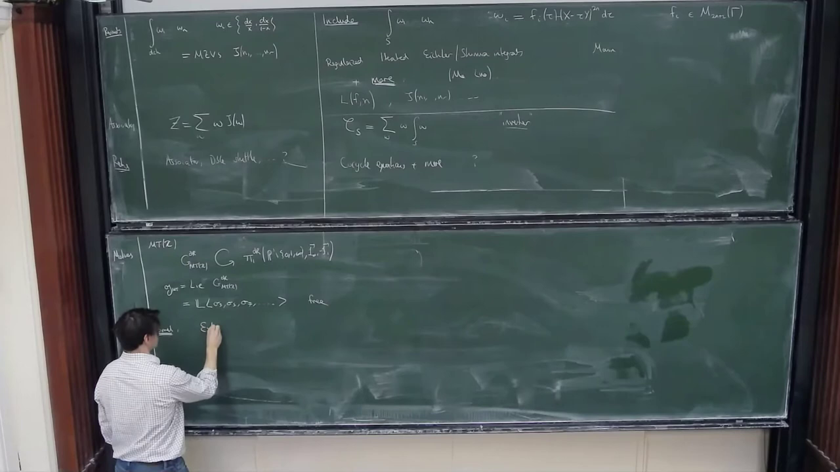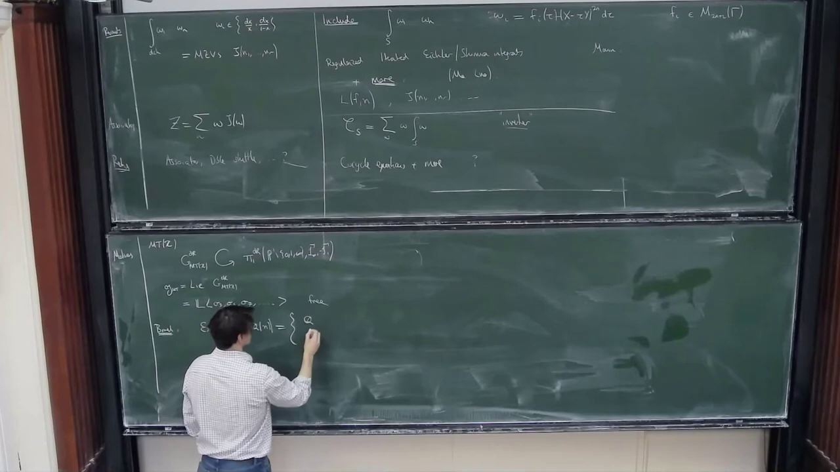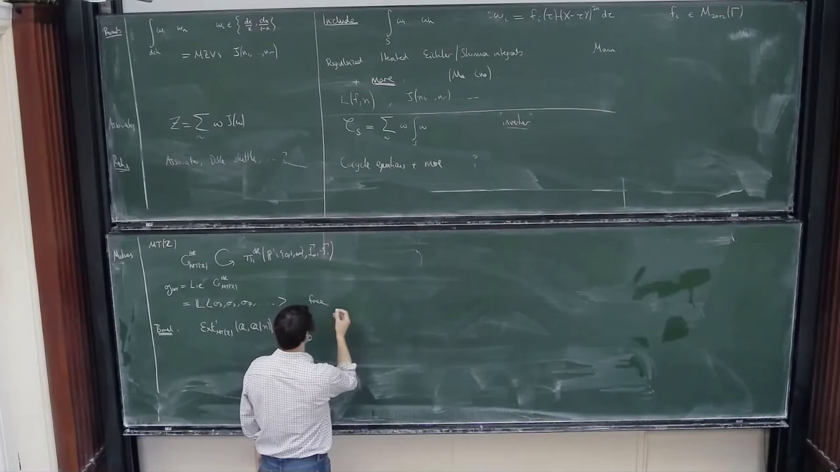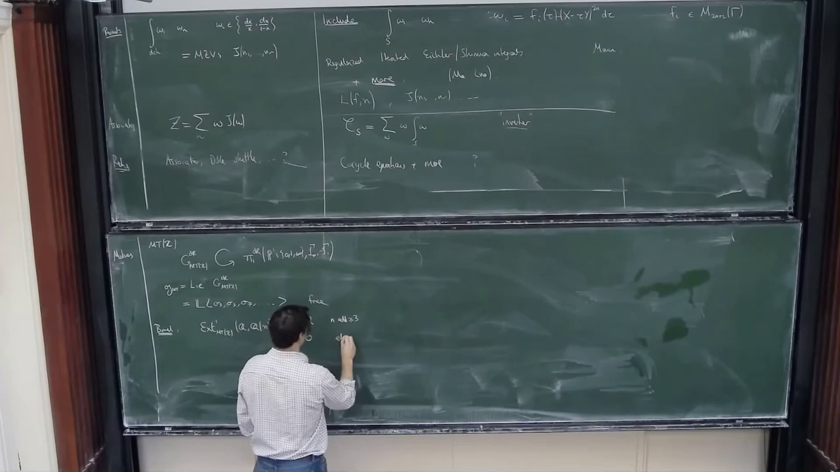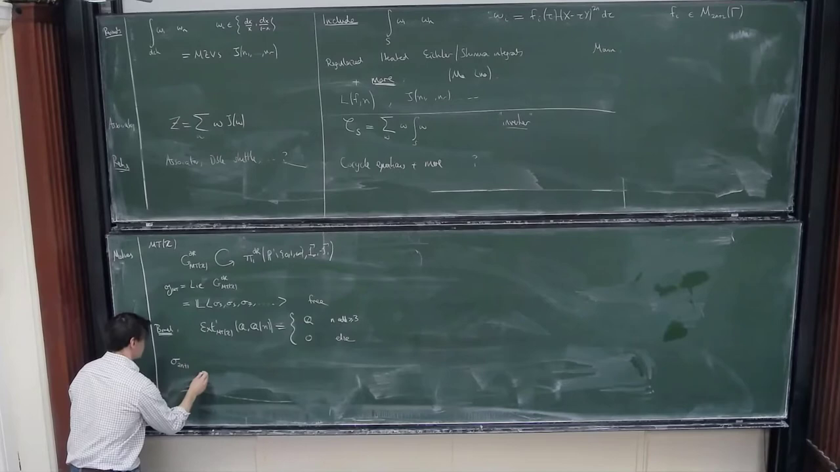Which implies that the extensions in this category of Q by Q of n are Q if n is odd, bigger than or equal to 3, and 0 otherwise. And so these sigmas correspond to the generators of these extension classes. So more precisely, sigma 2n plus 1, in fact, corresponds to something slightly different.